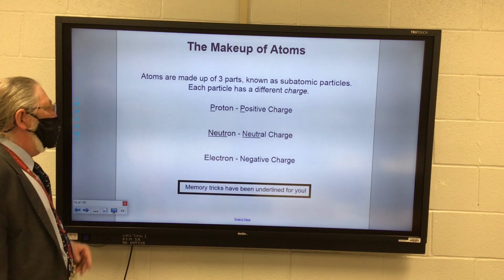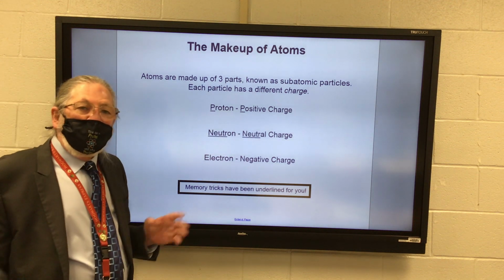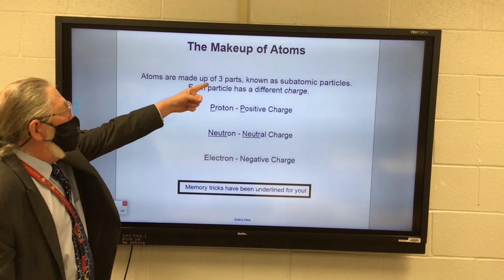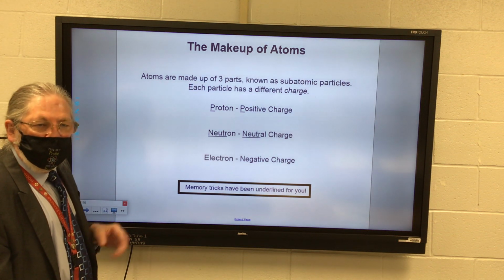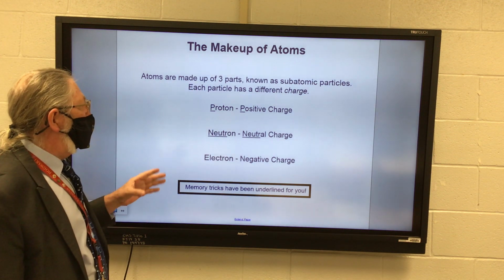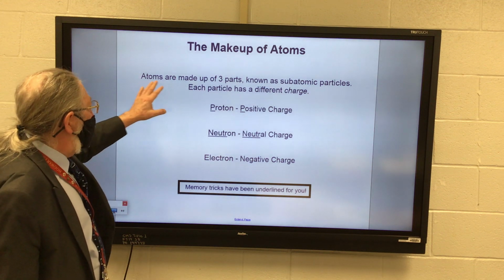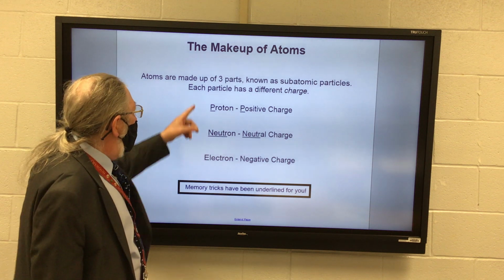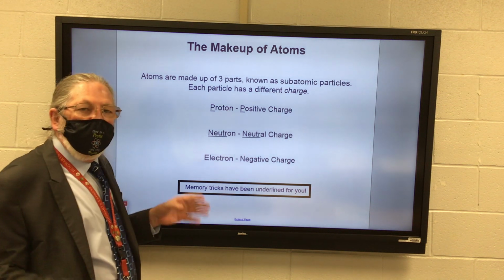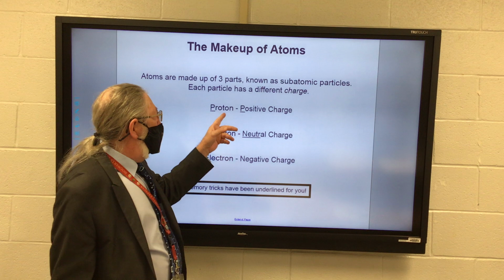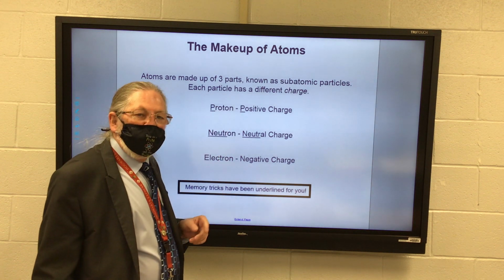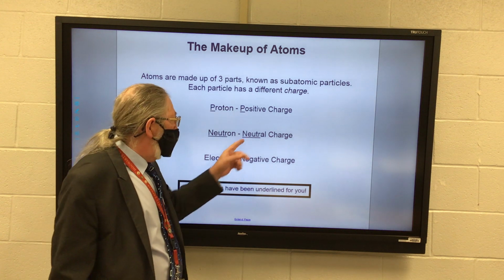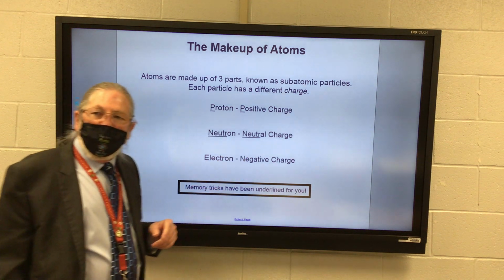Okay, so now we're going to talk a little bit about what atoms are made up of. This is kind of important here now. So atoms are made up of 3 parts. We're going to talk more about that later, but this is just to give you a general idea. Atoms are made up of 3 parts known as subatomic particles, and each part has a different charge. The protons have a positive charge. The neutrons have a neutral charge, and the electrons have a negative charge.